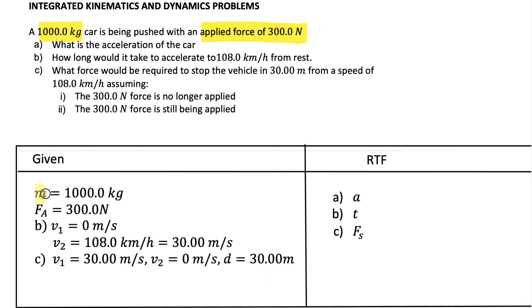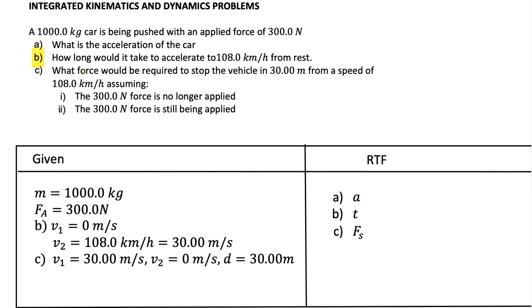300 newtons. So mass is 1,000 kilograms. And I'm calling this applied force F sub A, and that is 300 newtons. Of course, this would be your dynamics related information. In part A, we're asked to find the acceleration of the car. And again, acceleration can be found either using dynamics or kinematics, but so far we have been given no kinematics information. So the likely approach will be that we are going to be solving this acceleration using the dynamics information.